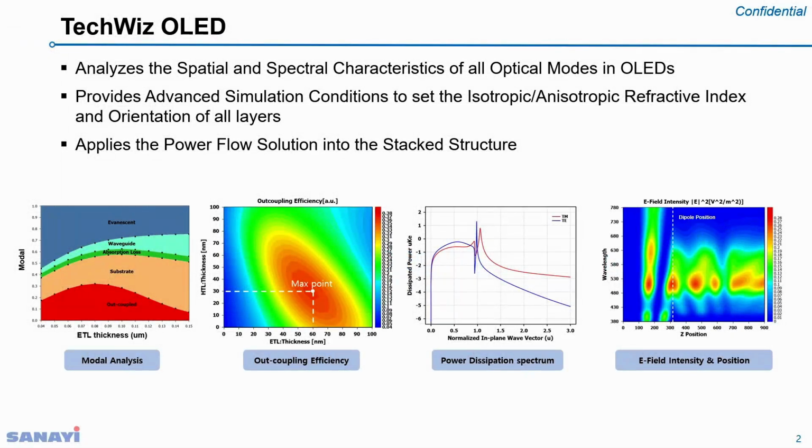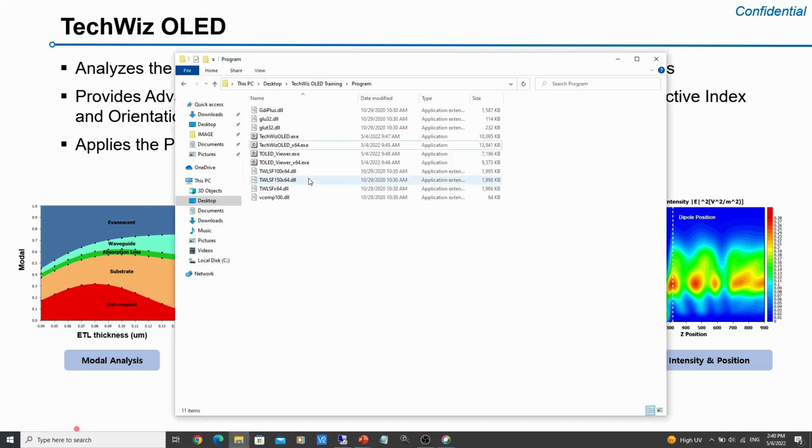And now, let's take a look at the program. After installing the program, you can see that there is TechWiz OLED and TechWiz OLED Viewer. TechWiz OLED can create and manage the database and define the 1D structure and material properties for the simulation. TechWiz OLED Viewer allows the user to check and analyze the results by effective data processing.